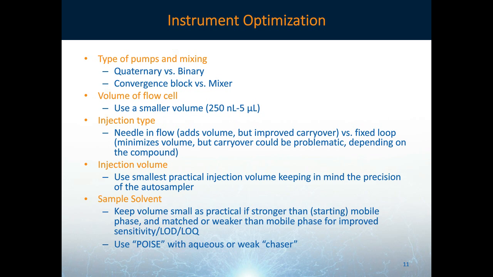And then in terms of sample solvent, you want to keep the volume as small as practical if you're using a stronger solvent than your starting mobile phase, and then you want to match it. Generally, you want to match the sample solvent or have it weaker for improved sensitivity, LOD, and LOQ. And then if you have an injector program, you can use Poise, which would be with an aqueous or a weak chaser.